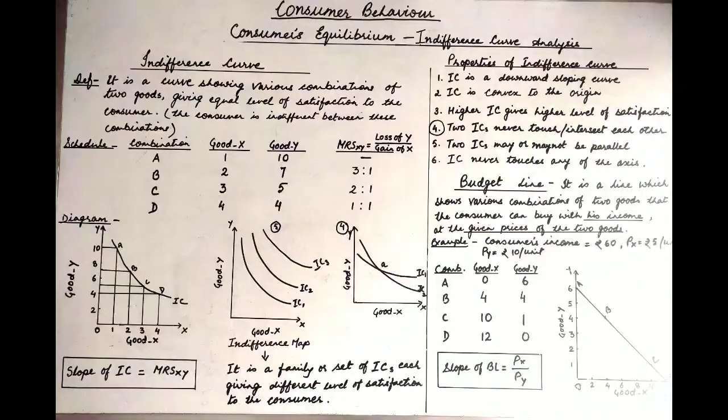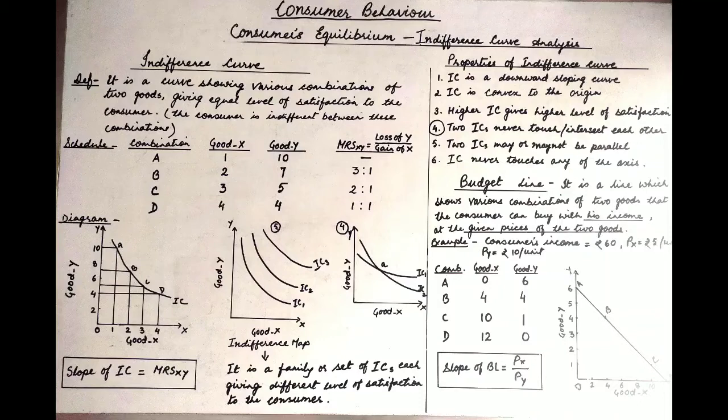The second property is an indifference curve is convex to the origin. Convexity of the indifference curve implies that it bows inward to the point of origin. It is because the slope of indifference curve decreases as we move down the indifference curve. This follows from the assumption of diminishing marginal rate of substitution.